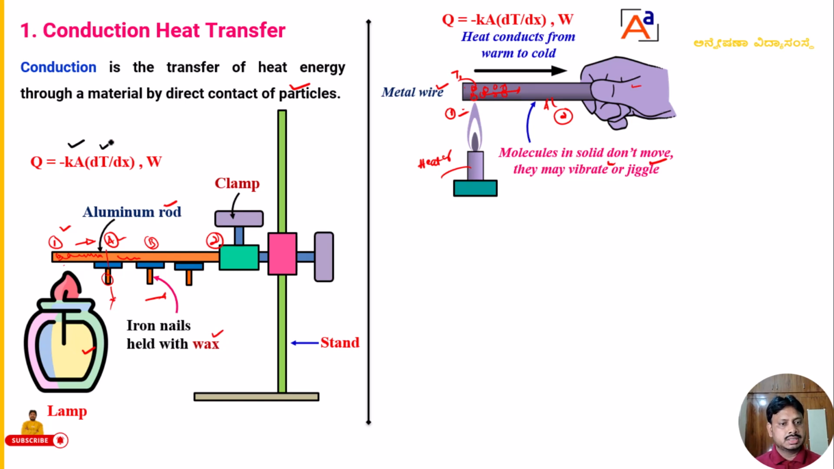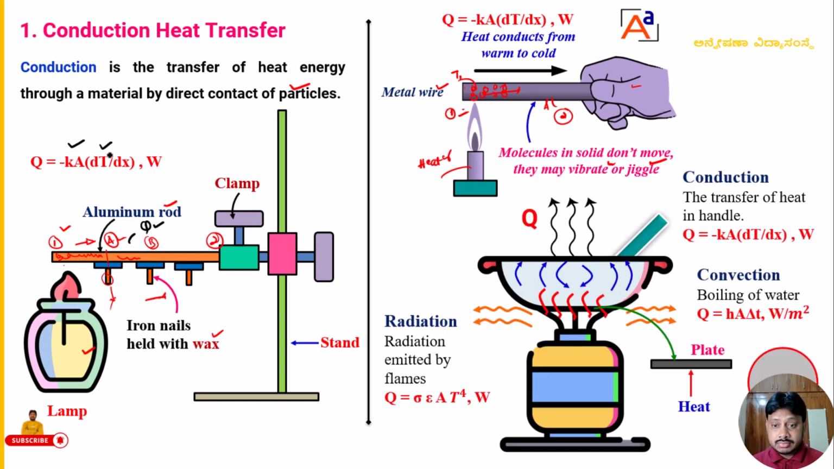What is that Fourier's law? I will discuss that in upcoming classes in detail. To determine how much heat is transferred from this point to this point, I can calculate with the help of Fourier's equation, that is Q is equal to minus K into dT by dx. Okay, fine. So dear students, now we can take a live example.